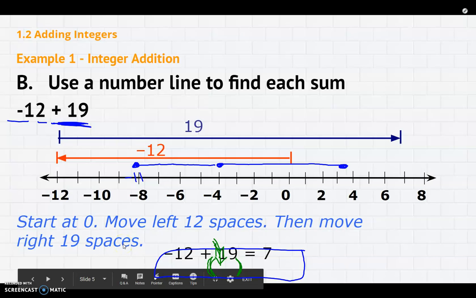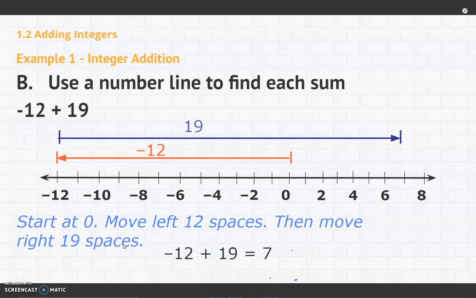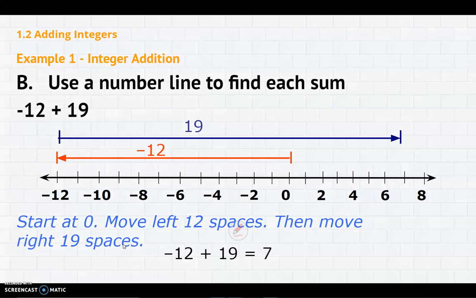All right, how about -12 plus 19? We'll try this one. So again, I want to start at 0. My first number is -12. Well, -12 is way to the left, so I'm going to go way down to -12, right here. But then I'm adding a positive number. I'm adding a positive 19.